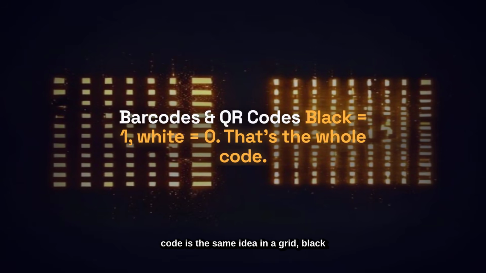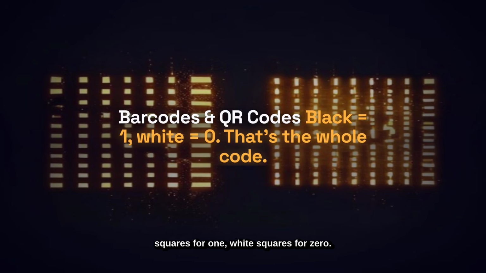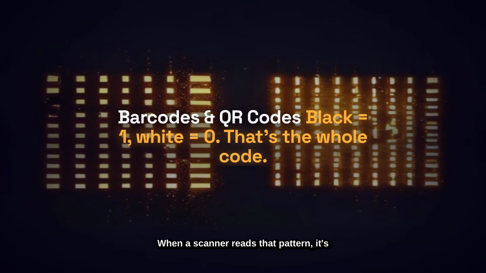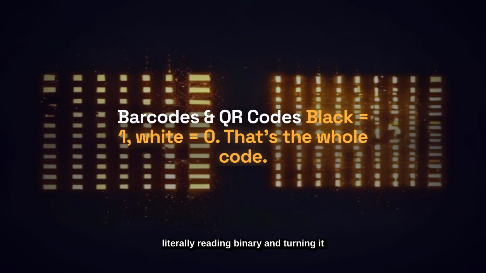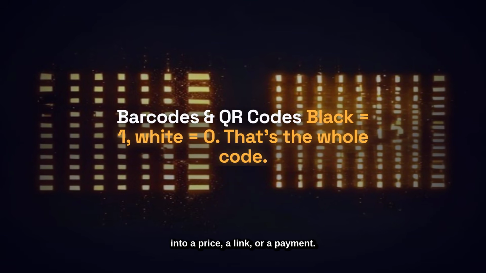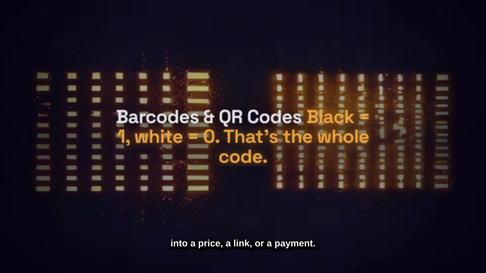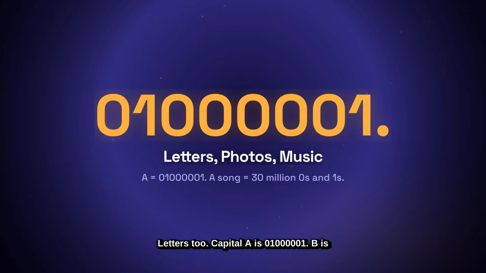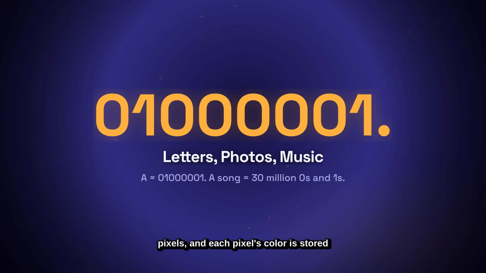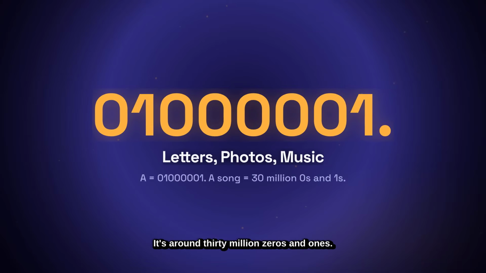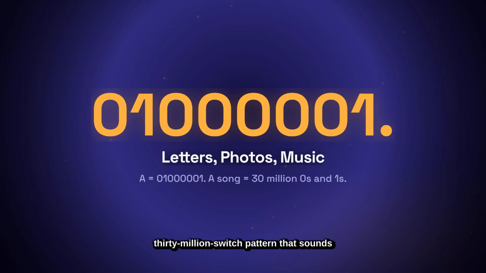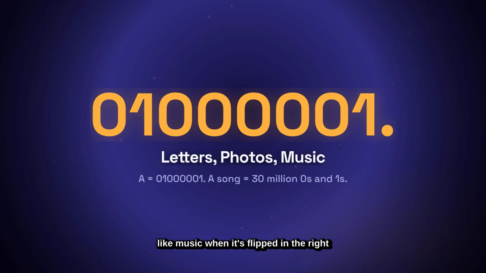A QR code is the same idea in a grid, black squares for 1, white squares for 0. When a scanner reads that pattern, it's literally reading binary and turning it into a price, a link, or a payment. Letters too. Capital A is 1000001. B is 1000010. Every photo is millions of pixels, and each pixel's color is stored in binary. And a single 3-minute song? It's around 30 million zeros and ones. Your favorite track is a 30 million switch pattern that sounds like music when it's flipped in the right order.